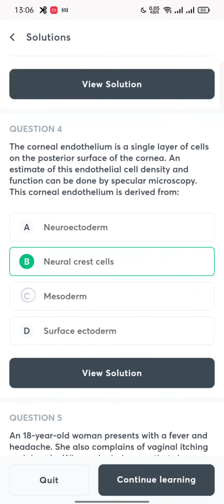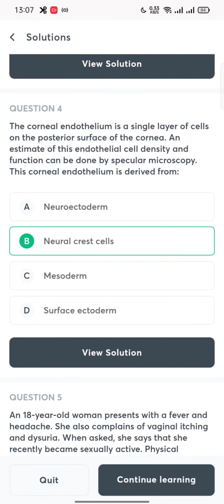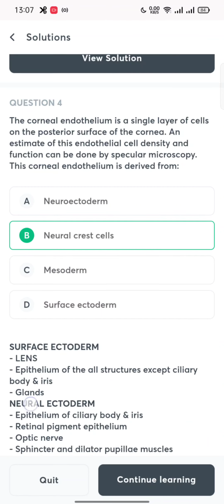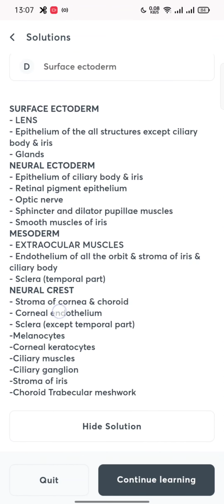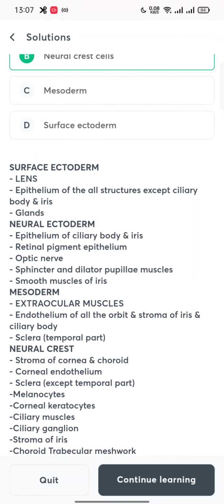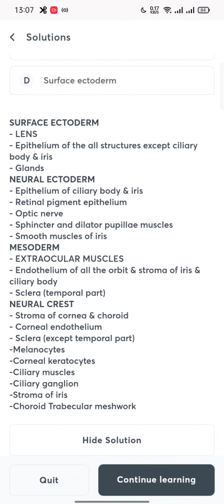So talking about the next four questions, the corneal endothelium is a single layer of cells on the posterior surface of the cornea. An estimate of the endothelial cell density and function can be done by specular microscopy. This corneal endothelium is derived from neural crest cells. The answer is correct. So let's talk about what structures develop from surface ectoderm, neural ectoderm, mesoderm, and neural crest. So let's not delay.